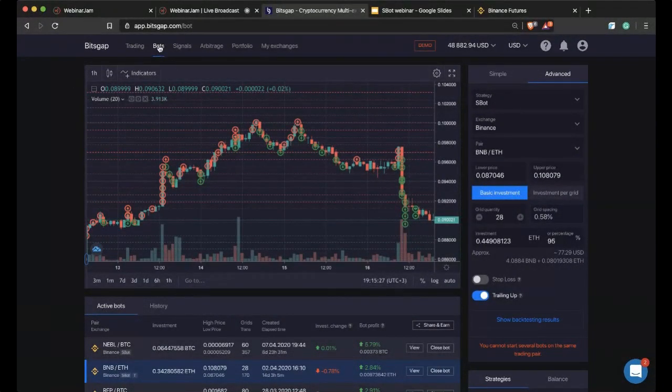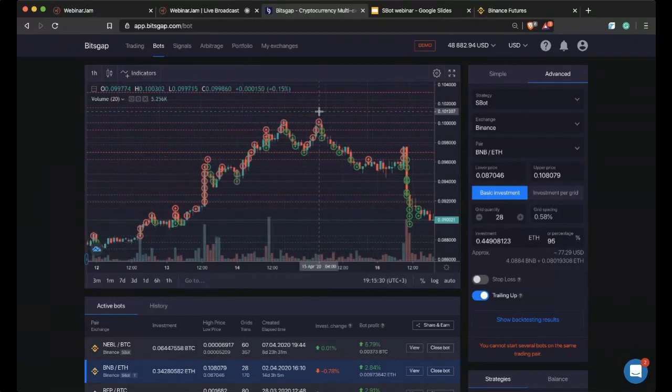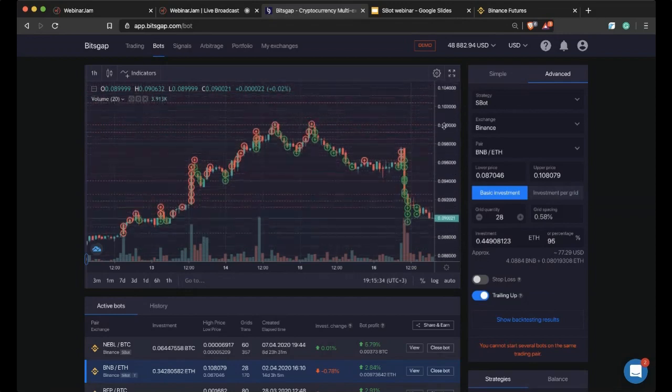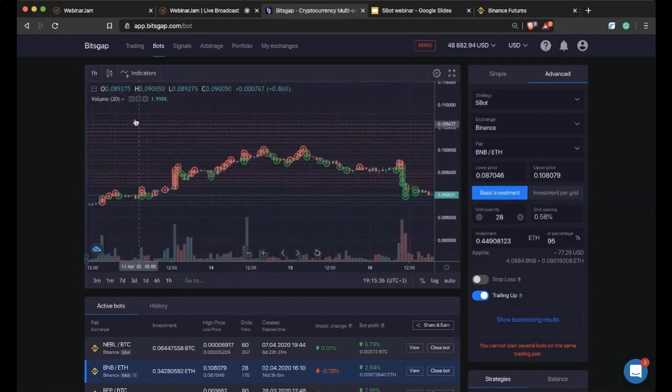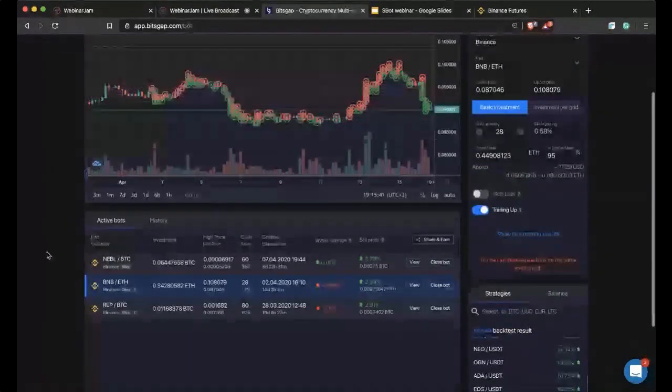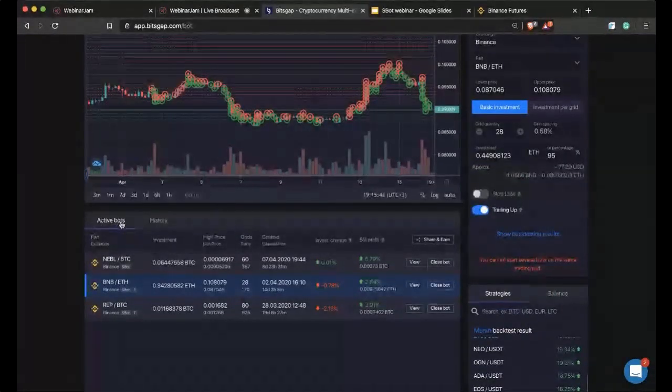So here you open the bot section. As you can see, I have a chart here which I can adjust, like the time frame as well, like 4 hours for instance. Below the chart I have the active bot section. So these are my currently active bots. You see that some were initiated 8 days ago, like 2 weeks ago, and some even 19 days ago. Here you can also see the investment value.